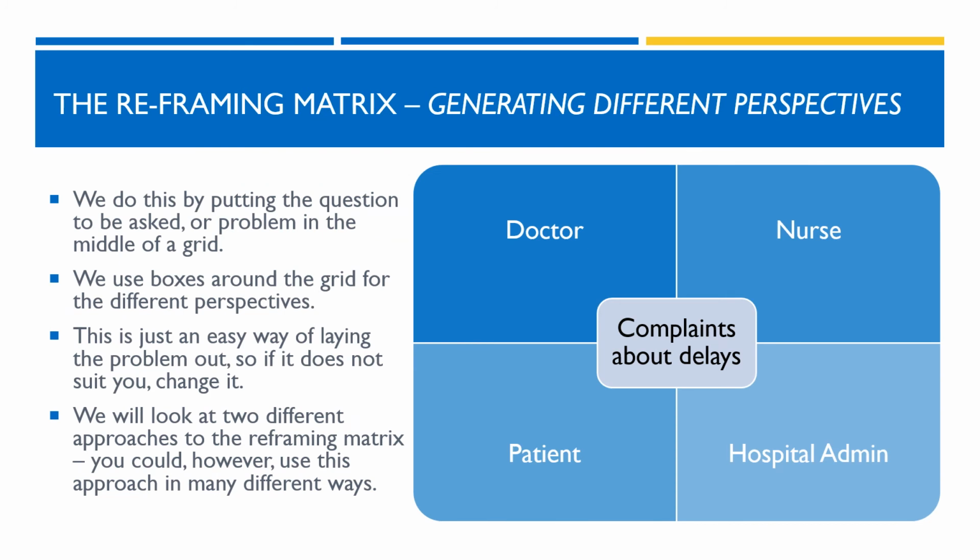We do this by putting the question to be asked, or problem, in the middle of a grid. We use boxes around the grid for the different perspectives. This is just an easy way of laying the problem out, so if it does not suit you, change it. We will look at 2 different approaches to the reframing matrix. You could, however, use this approach in many different ways. Here is an example from a hospital where we can compare the perspectives on complaints about patient delays.